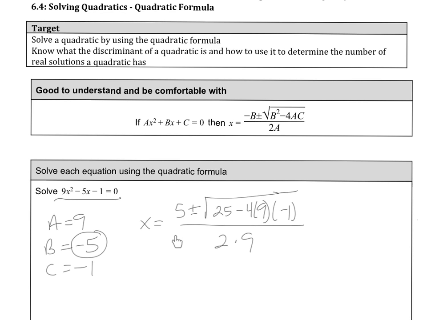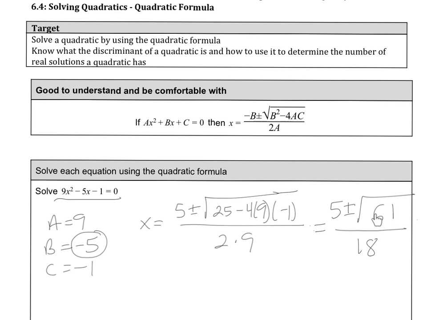Now, this is a pretty big jungle of symbols here, so if I was doing this type of thing, I would recommend simplifying this first. So figuring out what 25 minus 4 times 9 times -1 is. And so that's going to end up equaling 5 plus or minus the square root of 61 all over 18.